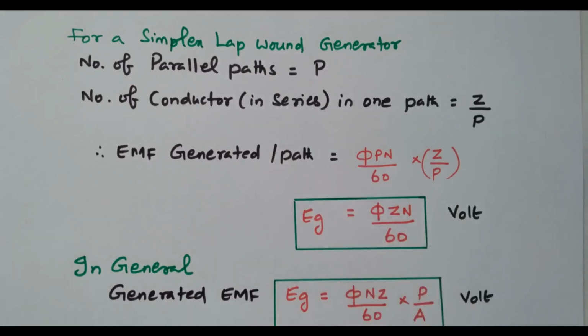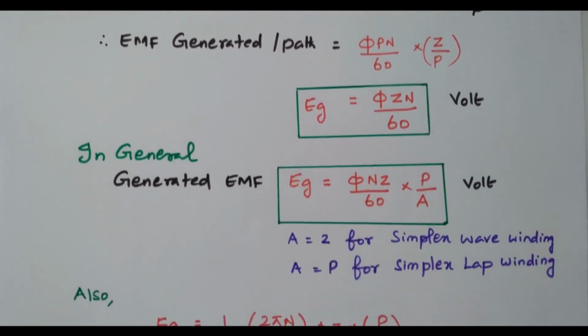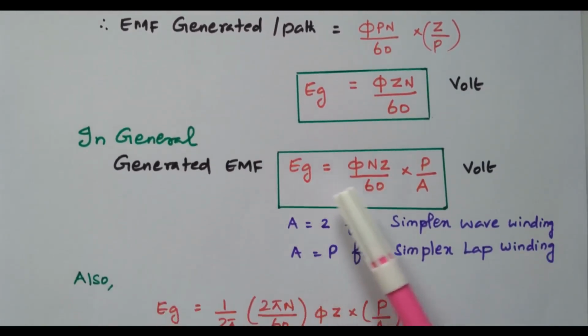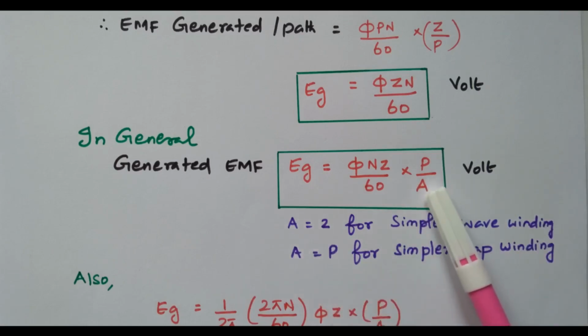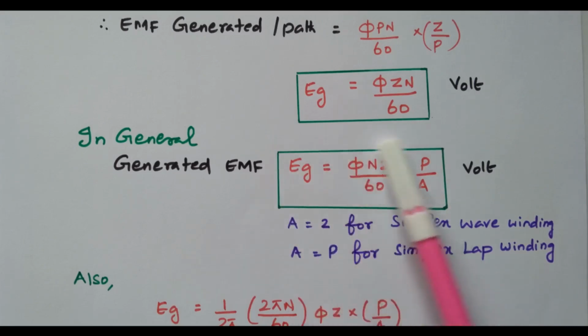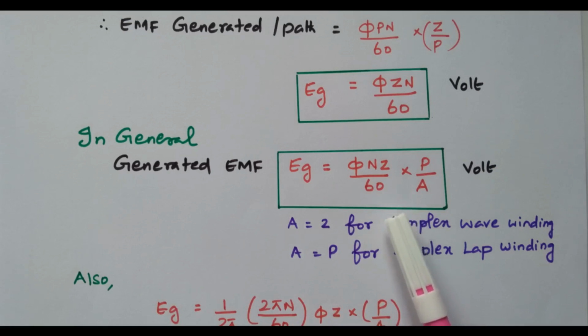In general, either lap winding or wave winding, one equation is available. Eg equals pi N Z divided by 60 into P by A volts. Here P is the number of poles and A is the number of parallel paths. In case of simplex wave winding, A equals 2, always 2. In case of lap winding, A is nothing but the number of poles, A equals P. This is the general equation for EMF generated for both lap winding and wave winding.